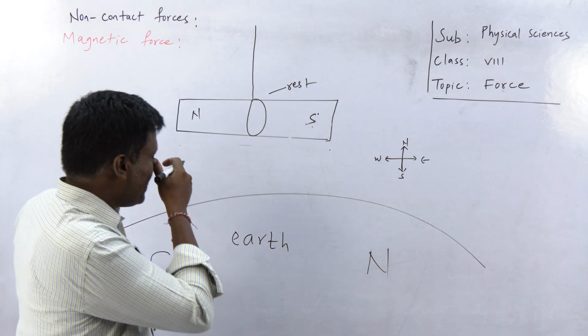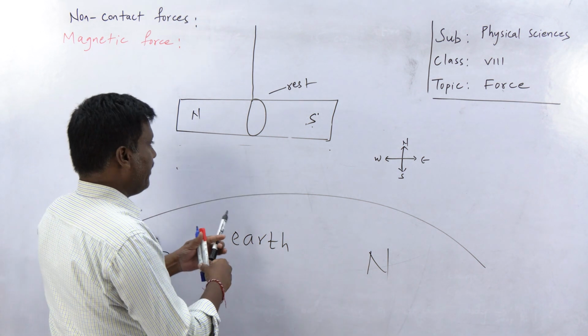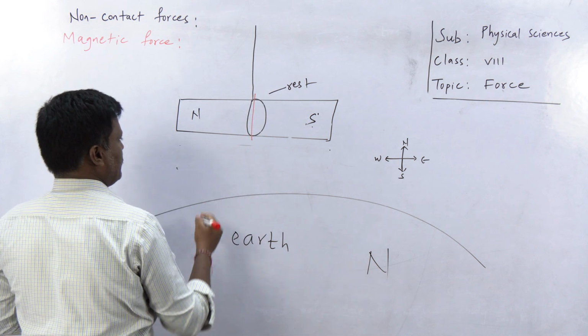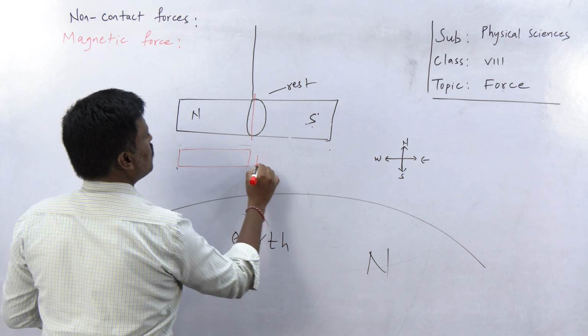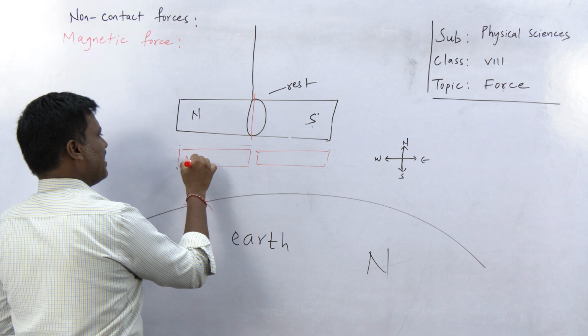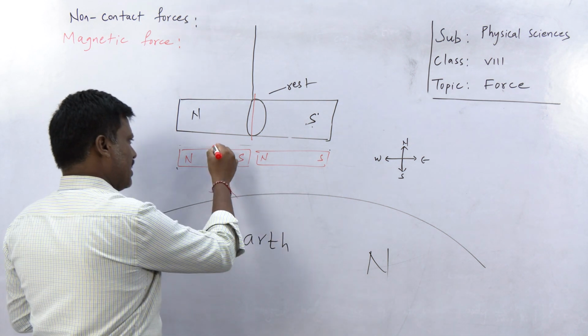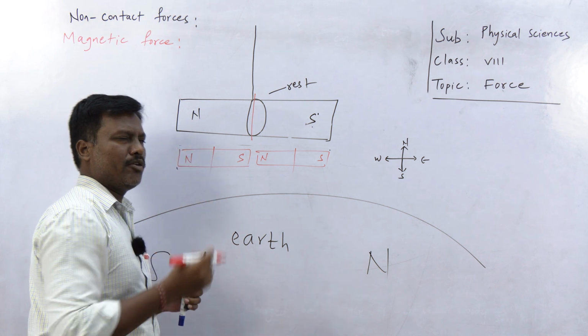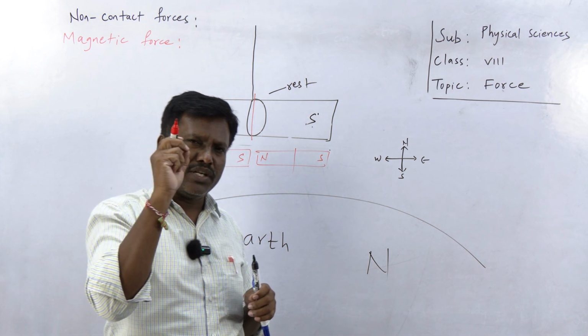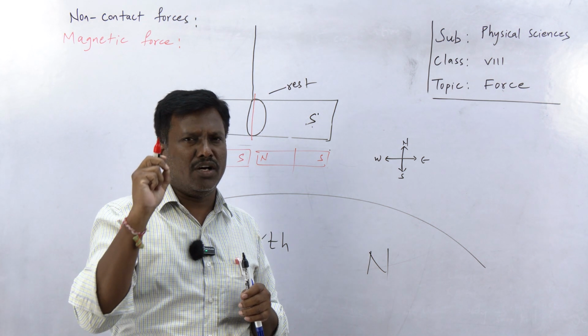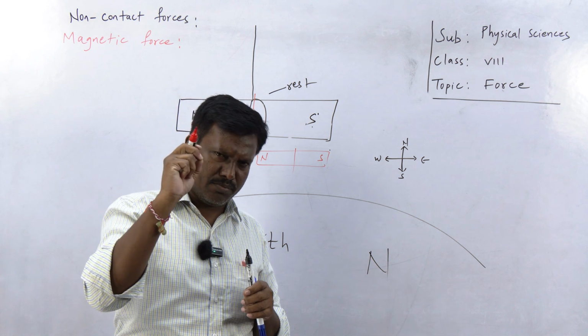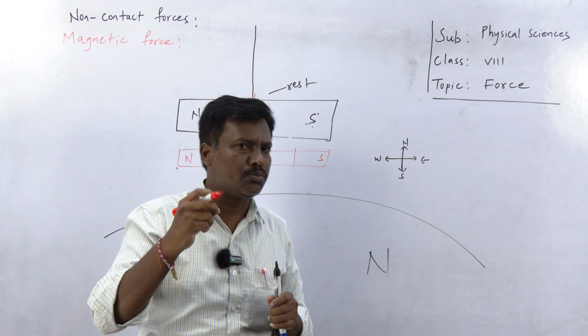And I hope you also know this basic thing. If I break this magnet into two pieces, this piece has a north pole and south pole, and this piece also has a north pole and south pole. Like that, you can break this magnet into any number of pieces. Even if you take a very small piece, that small piece also has a north pole and south pole.